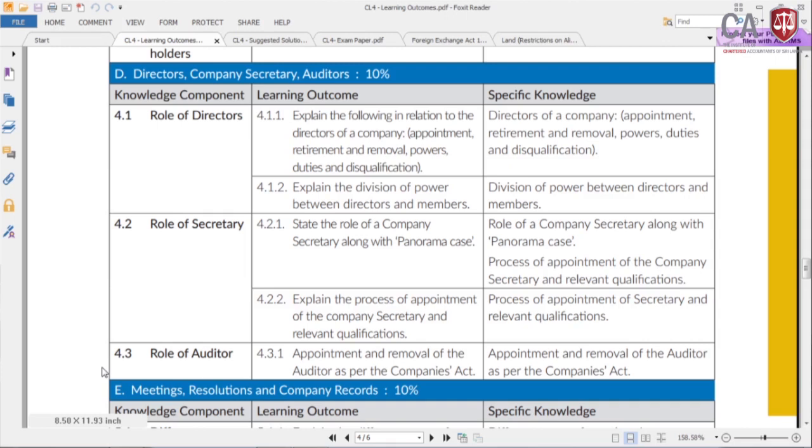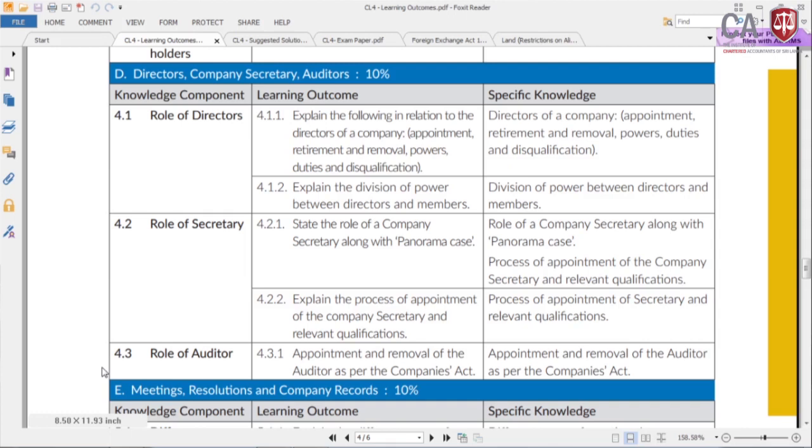And also you should be able to explain the division of power between directors and members, with specific knowledge on the division of power between directors and members. Then on the role of secretary, state the role of a company secretary along with the Panorama case, which we have done.